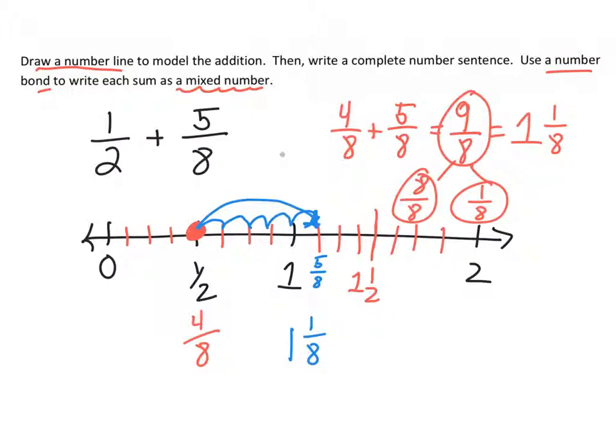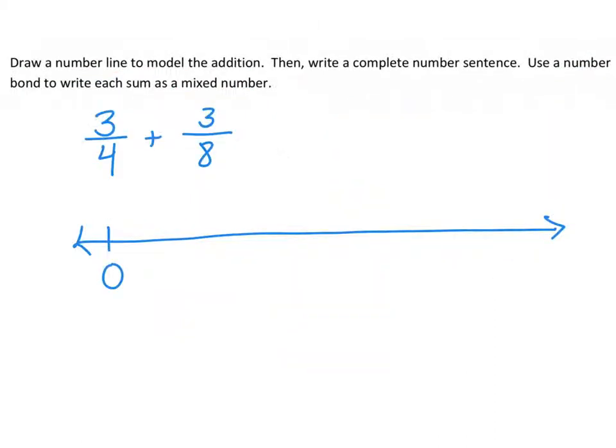All right, I know this is tricky, but we're going to continue to persevere and give it our best shot. Okay, we're going to do another number line because I know how much these drive you guys crazy. And we're going to use a number bond to write each sum as a mixed number. Okay, so I started creating a number line to represent 3/4 plus 3/8. All right, so now I know that we're going to be getting into a mixed number, so that means we're going to have a whole and a fraction attached to it.